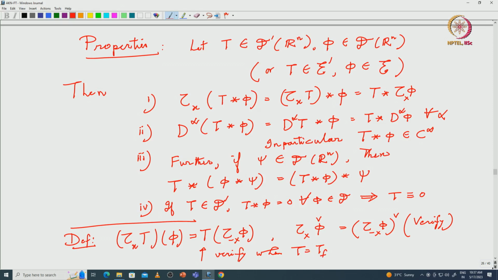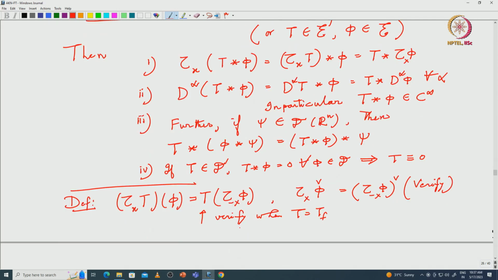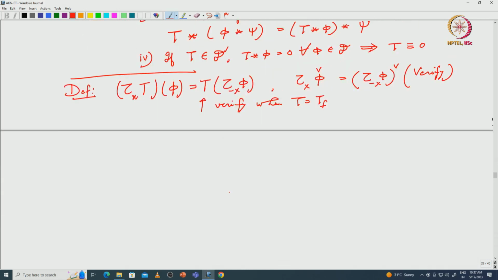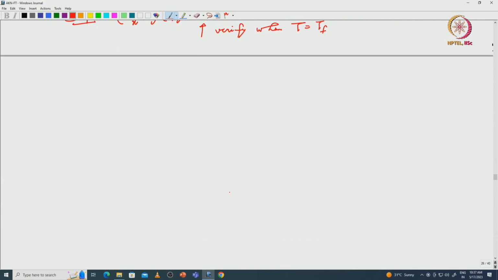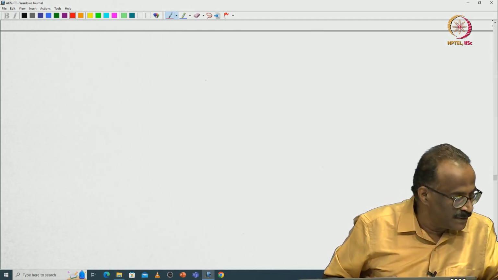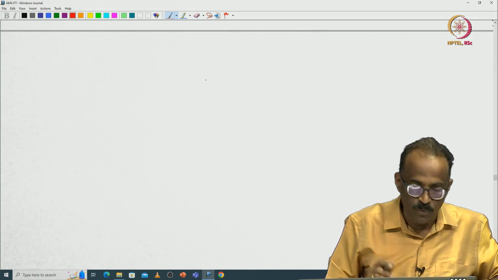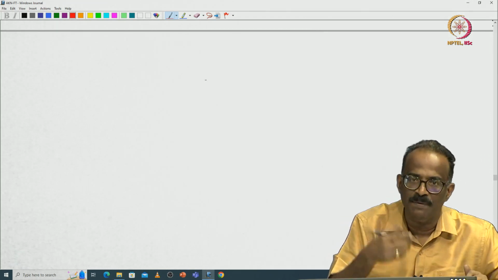The proofs are algebraic, but they are very subtle proofs. Let us see whether I will get time to go to that. This proof, if possible, I will give later.